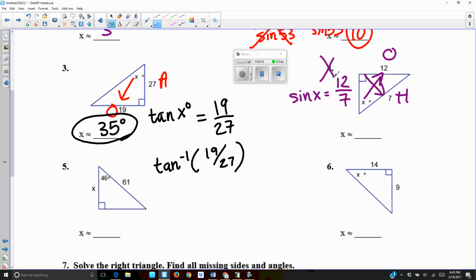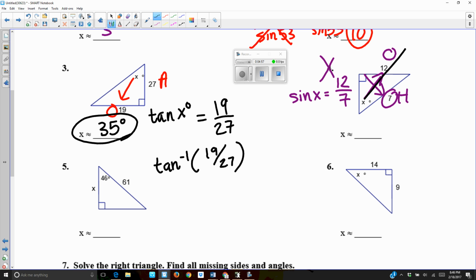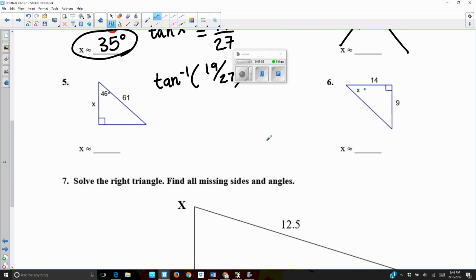I just realized there's a mistake on this problem. We're actually not going to do number 4 because the hypotenuse should always be the longest side of the right triangle, and 7 is not the longest side of the triangle. So this one we're not going to do. If you try 12 divided by 7 in your calculator, you'll get an error since that's not a possible ratio for sine. That's the only one we can't do though.